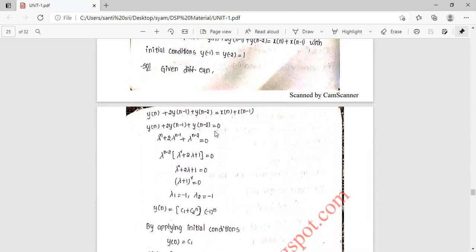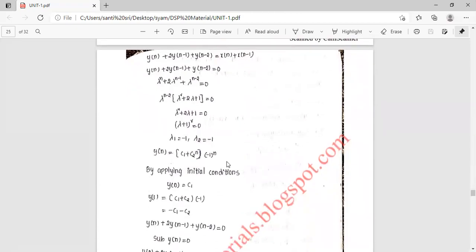So we can write this as lambda power n plus 2 into lambda power n minus 1 plus lambda power n minus 2 equal to 0. Taking lambda power n minus 2 as common, so lambda square plus 2 lambda plus 1 equal to 0. This is the characteristic equation. Lambda square plus 2 lambda plus 1 equal to 0, or lambda plus 1 whole square equal to 0, or the roots are minus 1 and minus 1. Okay, so roots are equal, that's why here the solution is y of n equals c1 plus c2 n into minus 1 whole power n.